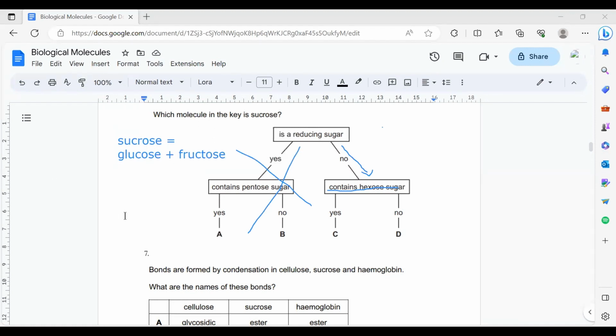So sucrose is made up of glucose and fructose. Both of them are hexose sugars. So it does contain hexose sugar. So it is not a reducing sugar, but it contains hexose sugar. So the correct answer for this would be C.